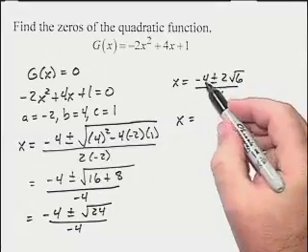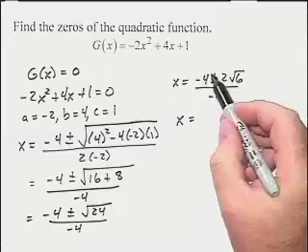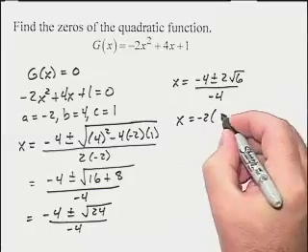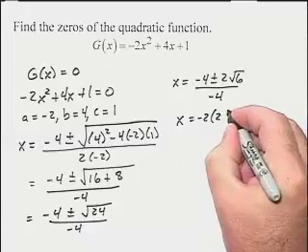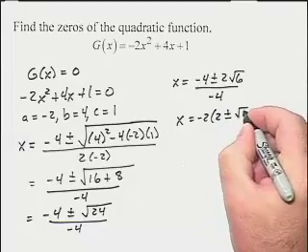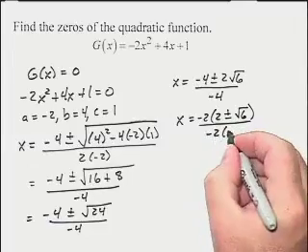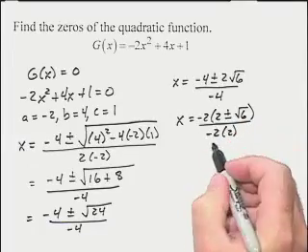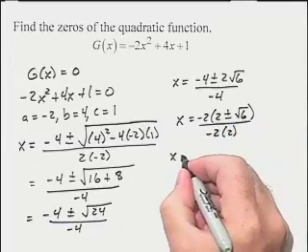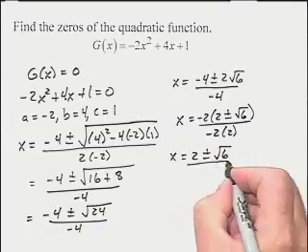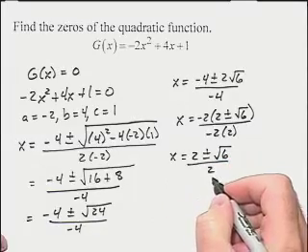Next, we're going to cancel a common factor of negative 2. So we could factor a negative 2 out of the numerator. We'd have negative 2 times 2 plus or minus the square root of 6. That's our numerator. In the denominator, we could write negative 2 times 2, and cancel the negative 2's then. We'll have x is equal to 2 plus or minus the square root of 6, divided by 2.